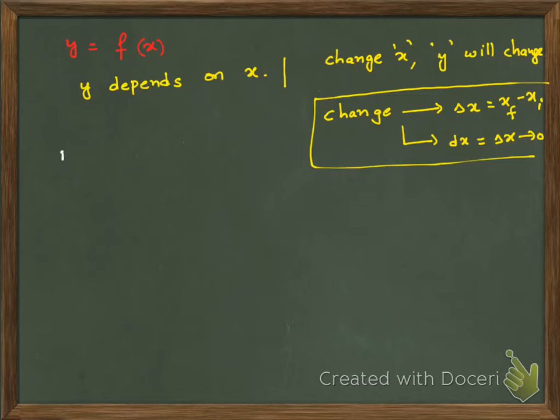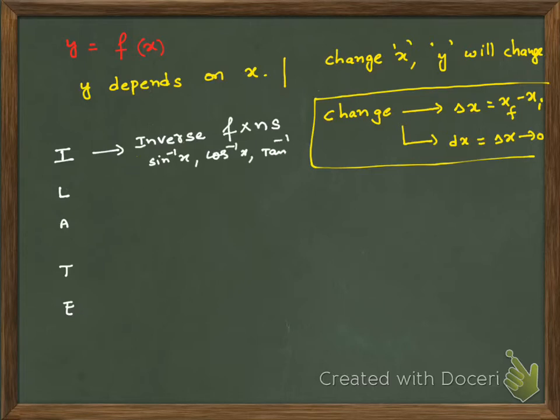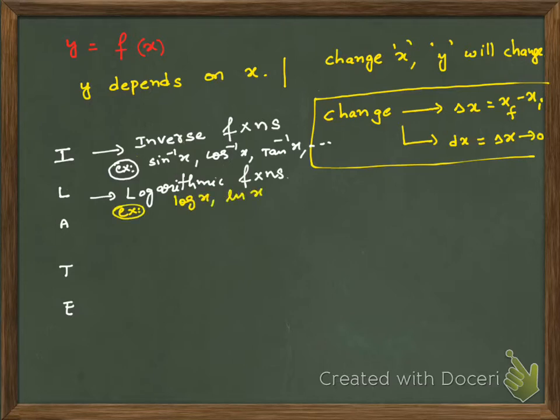Any maths function that you take will belong to these categories, that is ILATE functions. I represents inverse functions, in the sense sin inverse x, cos inverse x, tan inverse x, something of this sort. L represents logarithmic functions, where if I take an example, I will have log x, ln x, something of this sort.